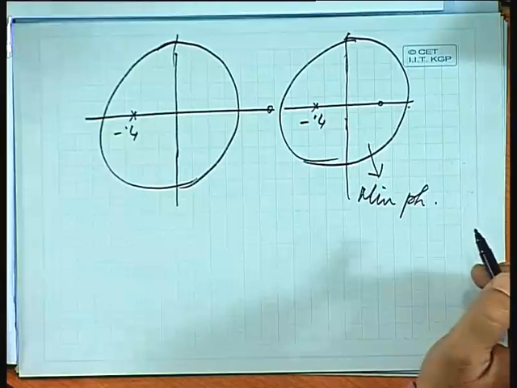So, we will try to realize only those functions which will be of minimum phase nature, because otherwise there can be any number of such functions giving you the same frequency characteristics for the gain function.